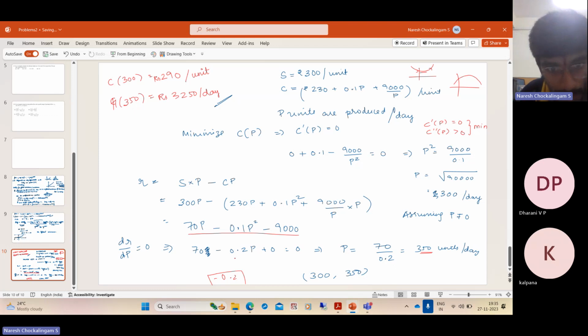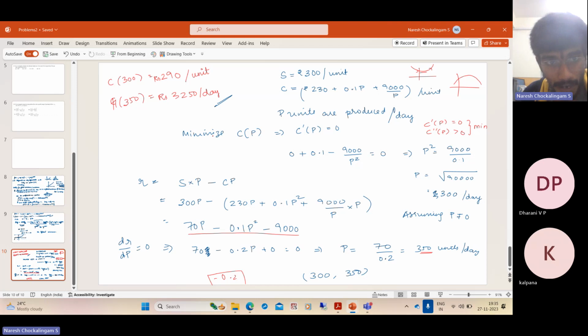But they want a minimum. But this is a quadratic function, so it cannot have a minimum. The minimum is when p equal to 0, we get minus 9,000, but that is not the correct thing. So if you check for 349 or somewhere in between, it's 70 into 349 minus 0.1 into 349 square minus 9,000.